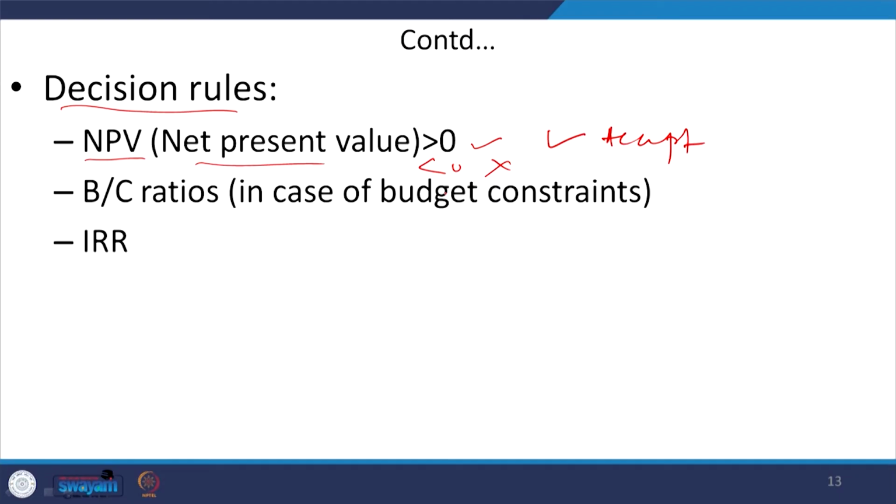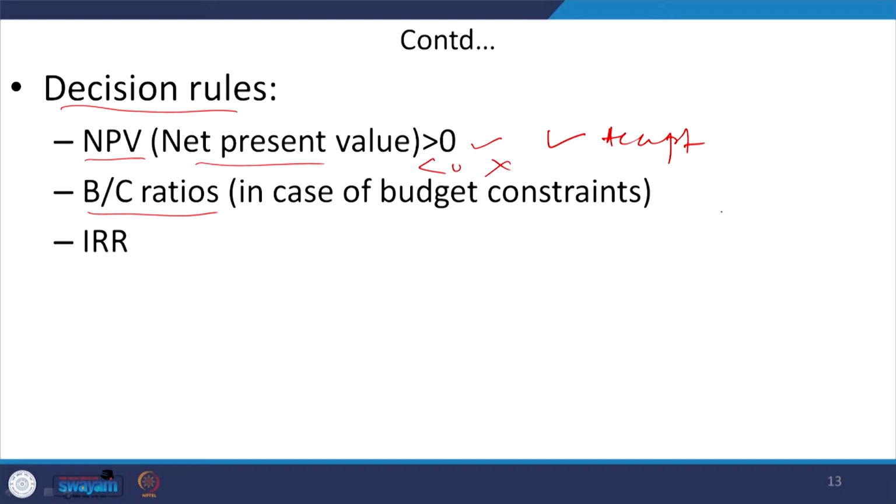Another criterion that we can also follow in deciding whether to accept the policy or reject it is benefit cost analysis. So, if there is a budget constraint, let us say the funds for this are 10,000 rupees, then for accepting the policy, we need to see that this B by C ratio should be greater than 0. That means the benefit should be greater than 0.